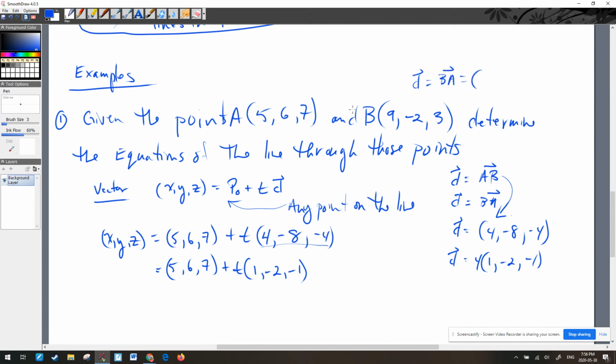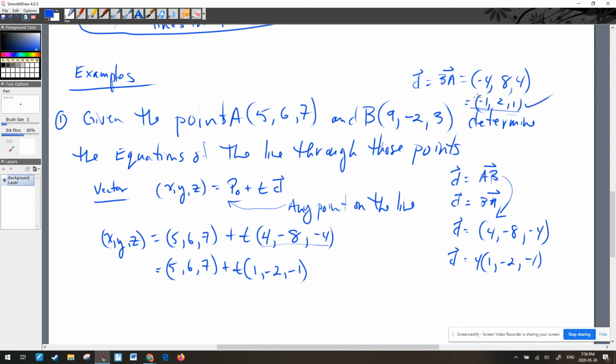We said, okay, to go from 9 to 5 is -4. To go from -2 to 6 is 8. And to go from 3 to 7 is 4. And then you reduce that one. You maybe would have had -1, 2, 1. And strictly speaking, that's okay too.